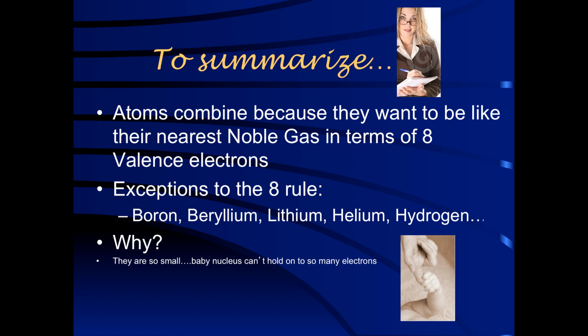So it turns out that these elements are exceptions to the octet rule. They're okay with only having 2 valence electrons. I just want you to be aware of that for now. You'll learn more about that the more chemistry you learn.